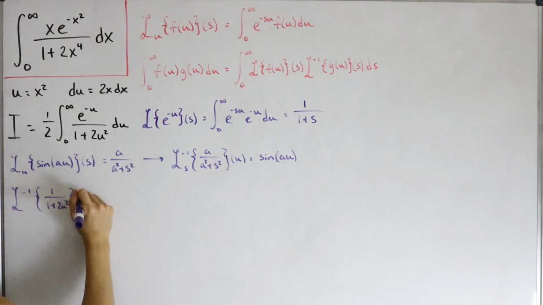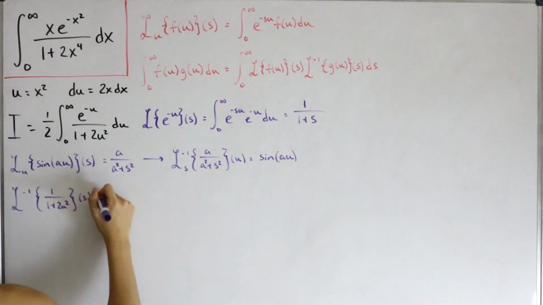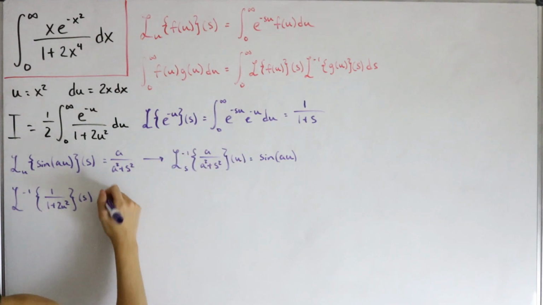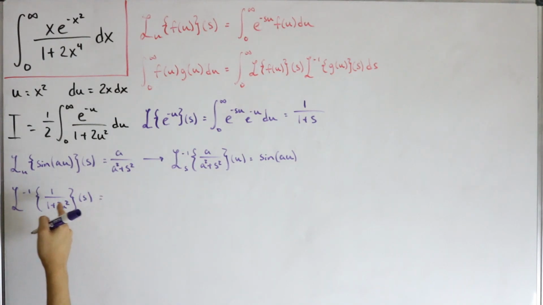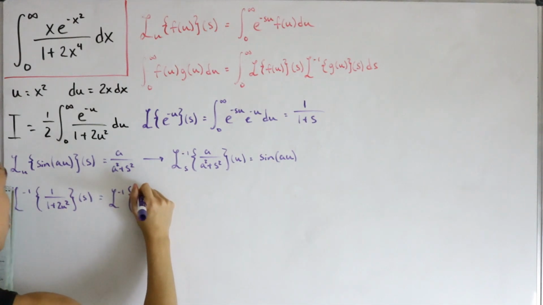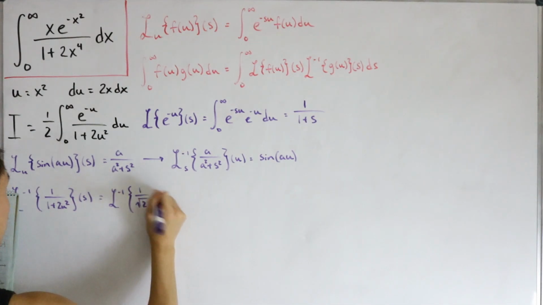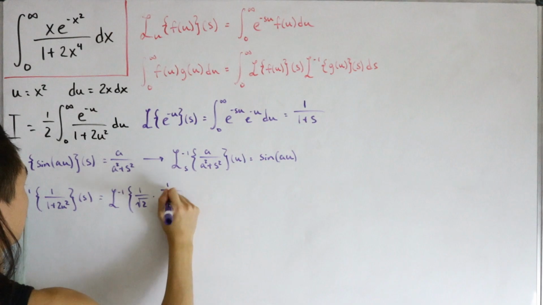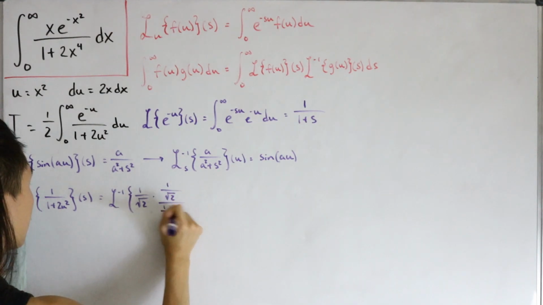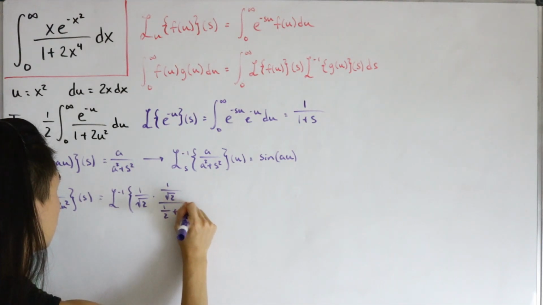Let me simplify things a little further before we take its transform, rather than simply plugging it in. I can factor out a 1 divided by the square root of 2. So I have 1 divided by the square root of 2, multiplied by, in the numerator, 1 divided by the square root of 2, and under the denominator I have 1/2 plus u squared.